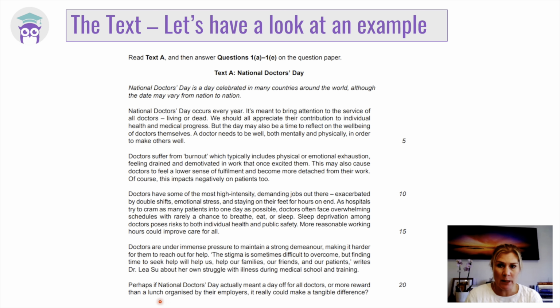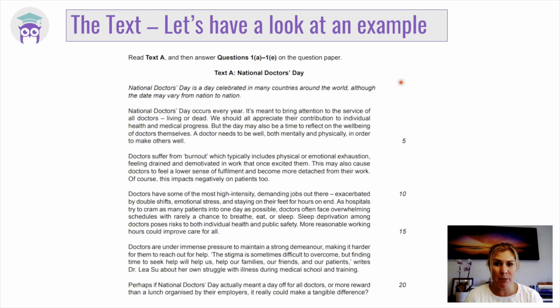So the first thing that I would say that you need to do is have a little look at this bit in italics. This is what I kind of call the blurb of the text, like you get on the back of a book. It just gives a little bit of context about what this is. So National Doctors' Day is a day celebrated in many countries around the world, although the date may vary from nation to nation. So we know that this is about National Doctors' Day. Now, generally the blurb is normally what the exam board are giving you. It's not actually part of the text itself, so it's not what you would analyse. It's just there to give you a helping hand.